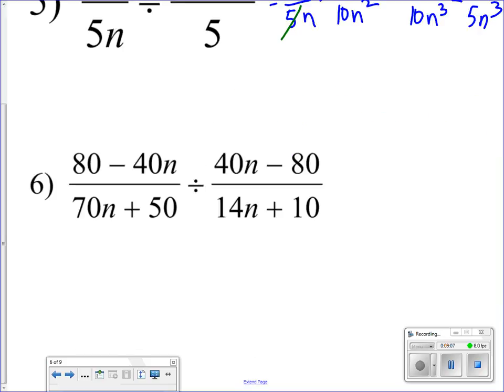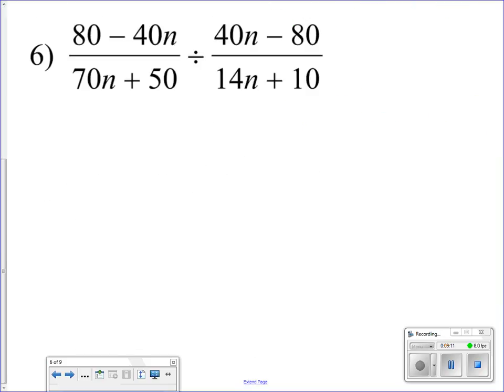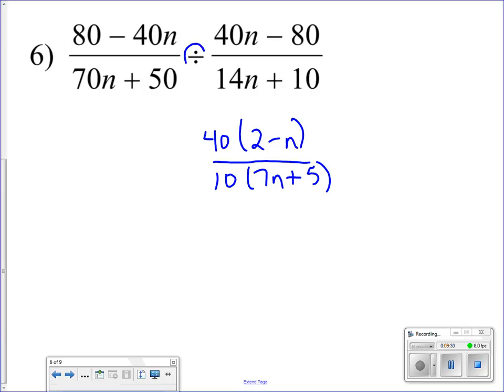So then again, trying this in number 6, a little bit more intimidating, but we learned last time that if we just factor, we'll get there faster. So the first fraction, I see a GCF of 40. And in the denominator, 70 and 50, both divisible by 10. And then this division, we're going to turn it into multiplication.